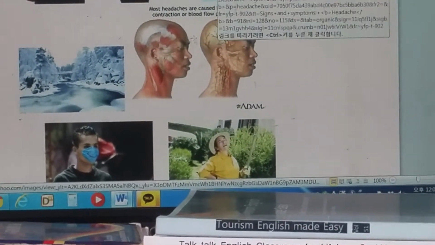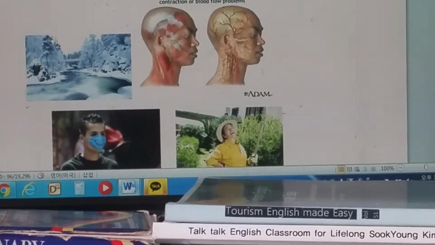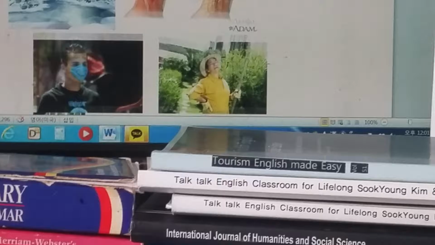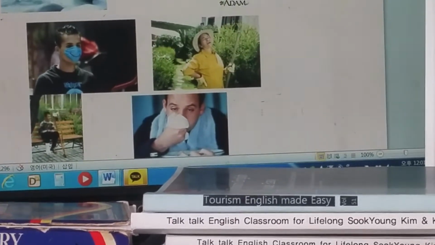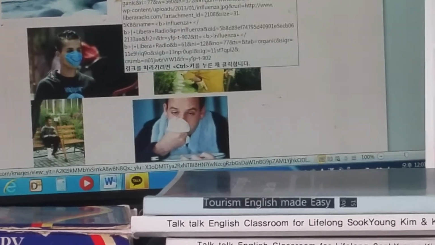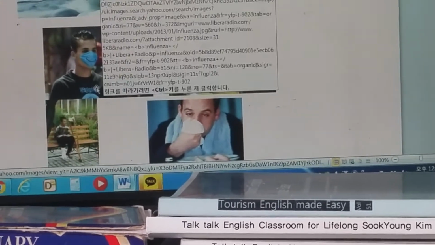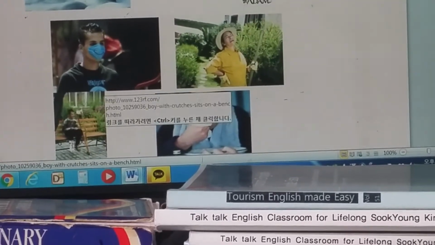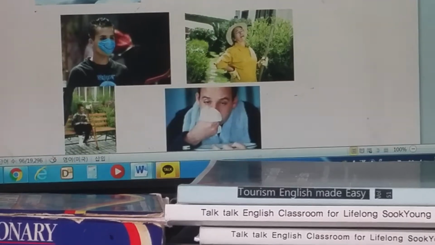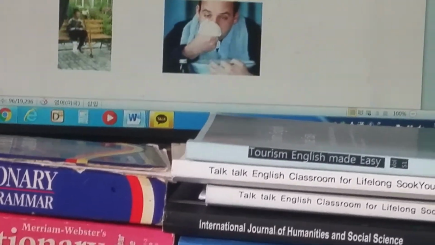Because it's winter, there are many pains you can have. And what is this guy? Coronavirus. He has influenza. He has a flu. Back pain, a broken leg, right? So we are going through here.